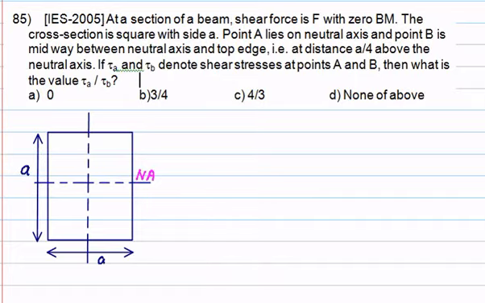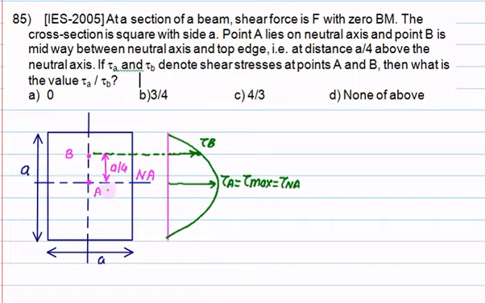So we have a square section of size A by A. We have shown the position of the neutral axis, and he says that point A lies on the neutral axis. So this one is point A, it lies on the neutral axis. There is another point here, B, and this distance is given as A by 4. So at point A, tau A is the same as tau max, the same as tau at the neutral axis. And tau at the neutral axis is 1.5 times tau average. Tau average will be equal to the force, let's say V, divided by area A square, so 1.5 times V by A square.